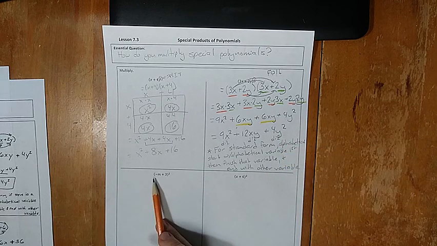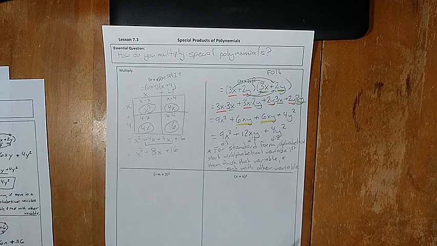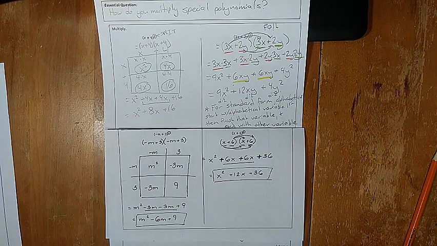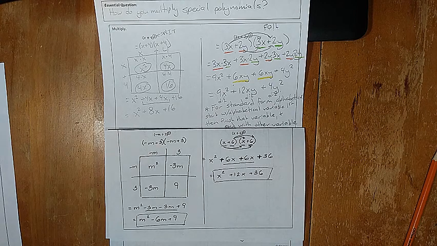Try the next two. We've got negative m plus 3 squared, and then x plus 6 squared. Pause the video, try the next two. So for the next two, you should have gotten m squared minus 6m plus 9, and then x squared plus 12x plus 36. Again, you can use either method, area model or distributive property, whichever you prefer. We're going to turn over to page 2 next.